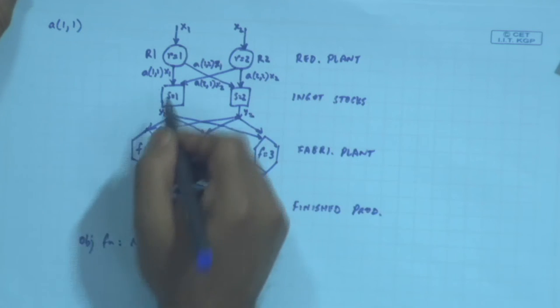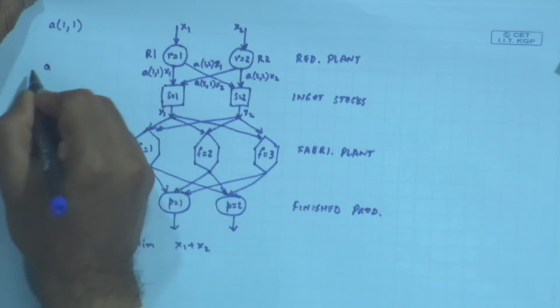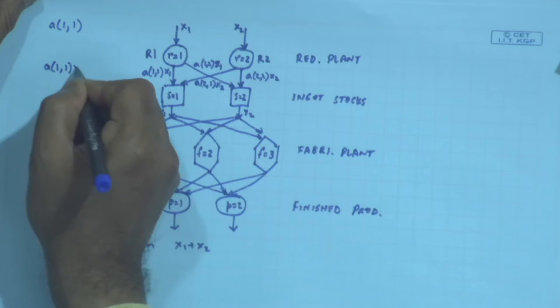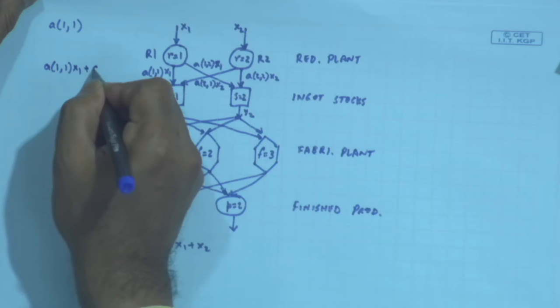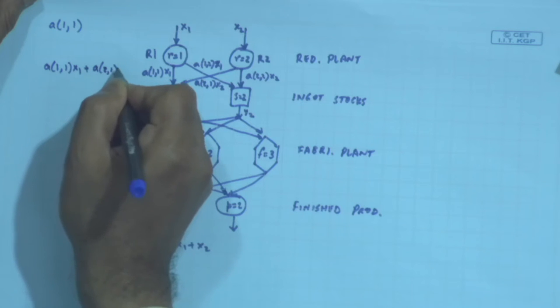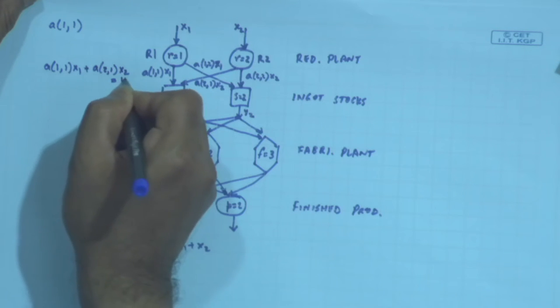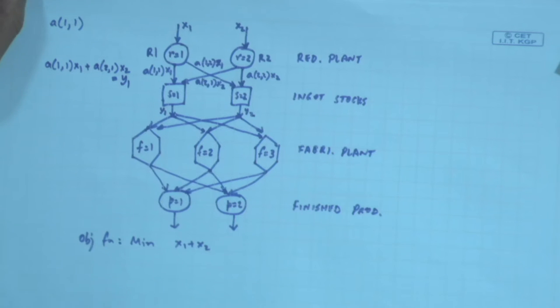Okay, so that means there is no loss in this place. So this is the first constraint I can write. A1, 1, X1 plus A2, 1, X2 is equal to Y1. Okay? Is that right?